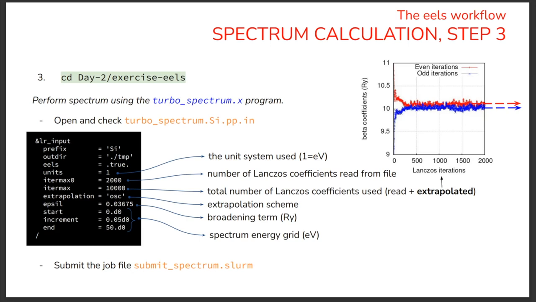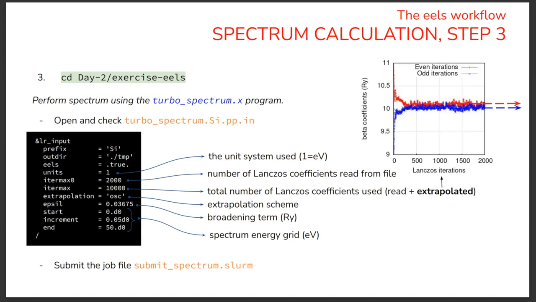The other parameter you have to tell is the frequency range you want to compute the spectrum with. Beware that start, increment, and end are the start, step, and end of your spectrum in electron volt, whereas epsil is the Lorentzian broadening, which is in Rydberg, due to some legacy of back compatibility we had to take care of in the code. So epsilon is in Rydberg; start, increment, and end are in electron volt in this case.